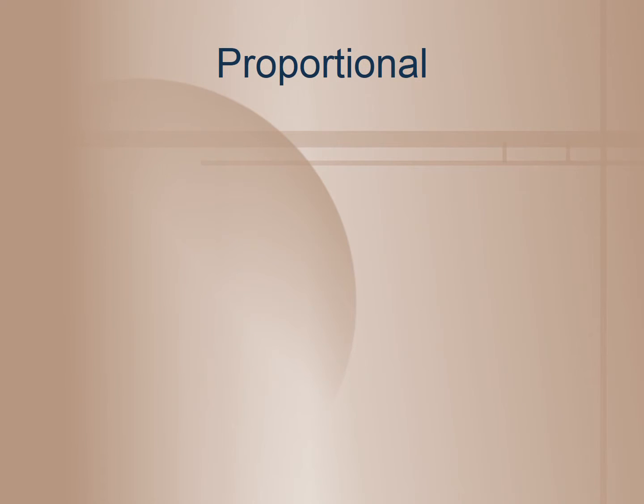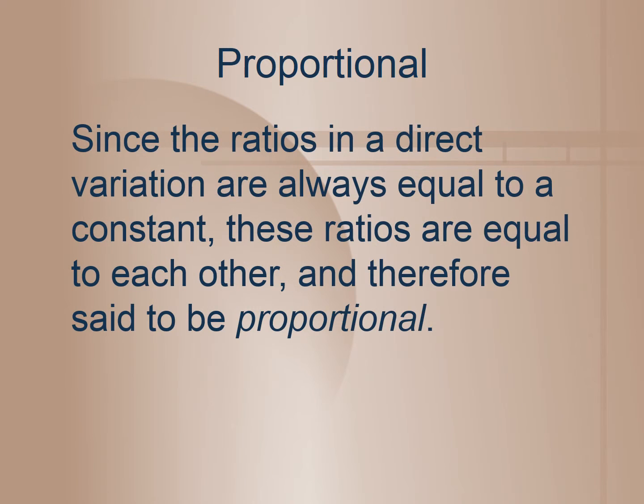All right, so let's talk about the thought of proportions for a second. Since the ratios in a direct variation are always the same constant, the ratios have to be the same, and that means that they're proportional, which means that we can use the rules of proportionality on them. Let's take a look at example 3. Remember, the rule of proportionality is just that you set your ratios equal to each other and you can solve for missing information.